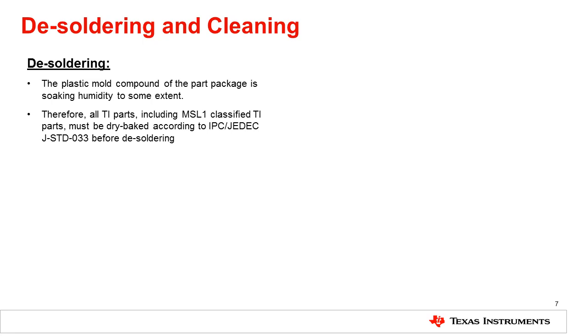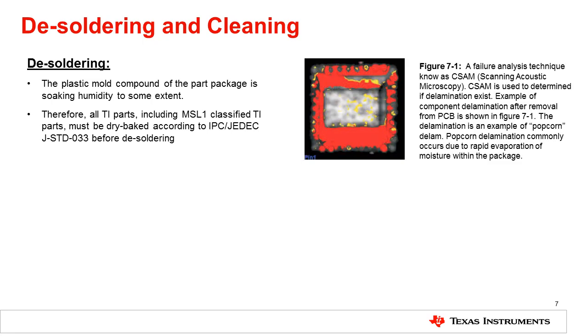For example, integrated circuits which utilize plastic mold compound, encapsulant, may absorb humidity to some extent. Therefore, TI parts should receive a dry bake step per IPC JEDEC J-STD-033 before desoldering the component. Figure 7-1 is an example of the desoldering process resulting in delamination of the component. Delamination can be explained as the separation of two materials at an interface. For example, the separation of mold compound, encapsulant, to the lead frame of the component.